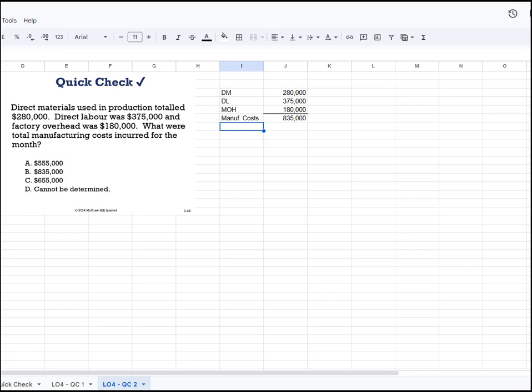Shoot, I think I just spoke to myself for a second. So I'll repeat myself and then I'll take a peek and go from there. All right, so all of our manufacturing costs, they're all our costs: direct materials, direct labor, manufacturing overhead. So when we add up all of these three, we are given $835,000 in manufacturing costs, which is B. So if you selected B and you know why, fabulous.